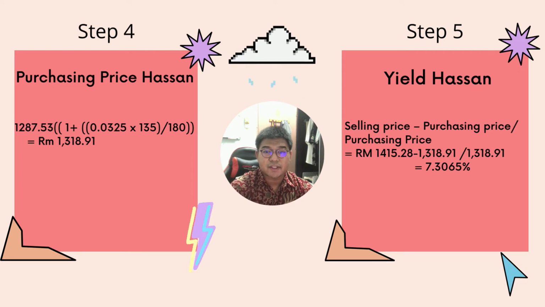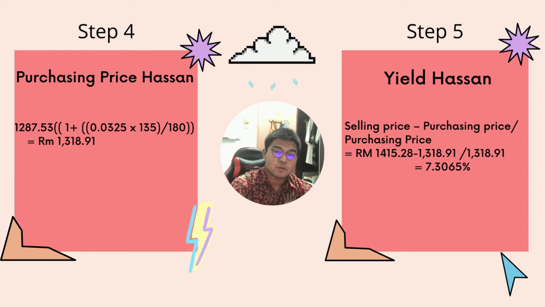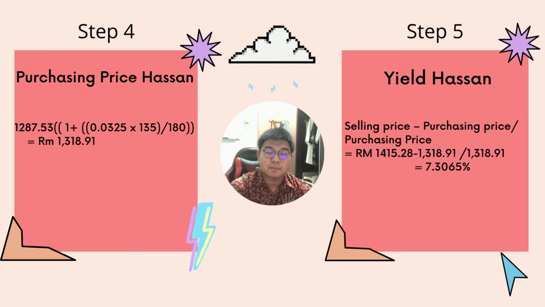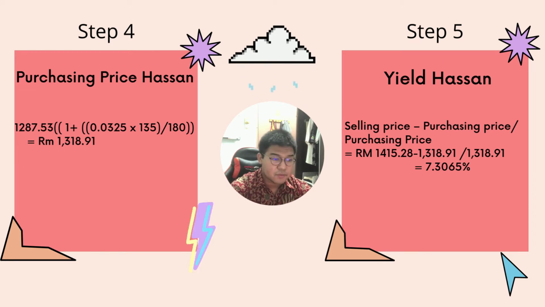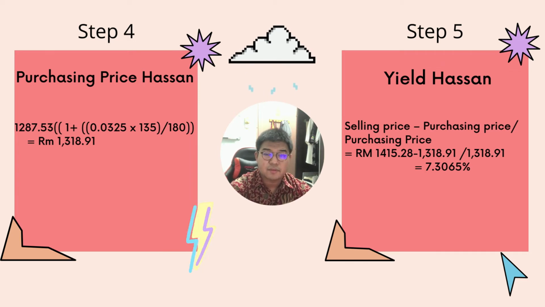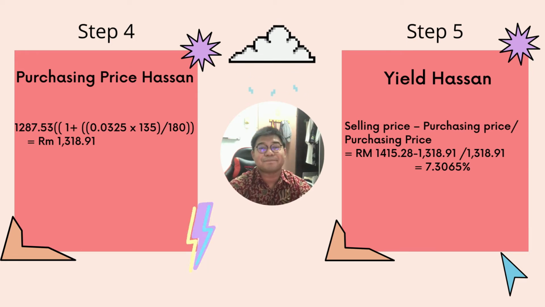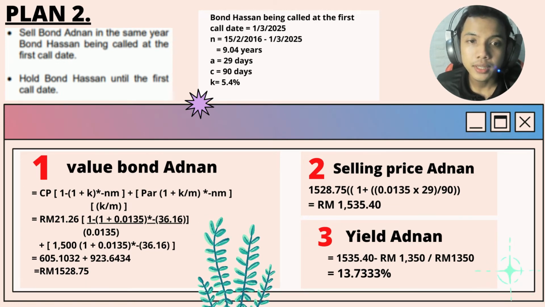So let me move on to step 5. How do I get step 5 for yield Hassan is we use the same formula that we use for yield Adnan. So we just use selling price minus purchasing price divided by purchasing price. So we put back the figure, which is RM1415.28 minus 1318.91 divided by 1318.91. So we will get the percentage, which is 7.3065%.